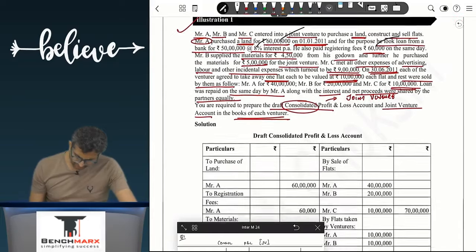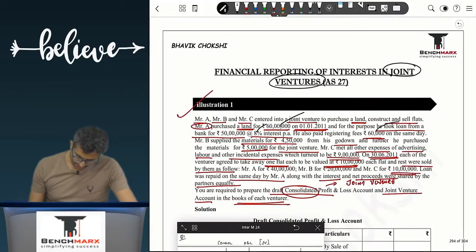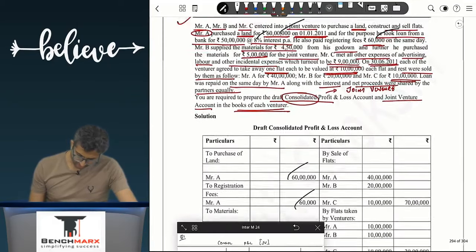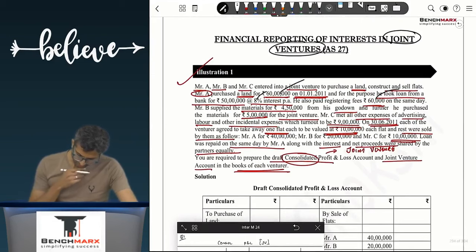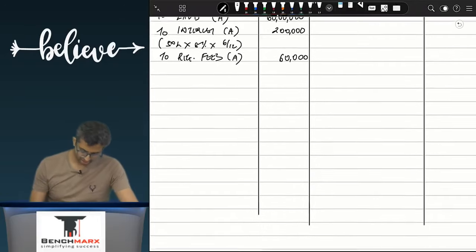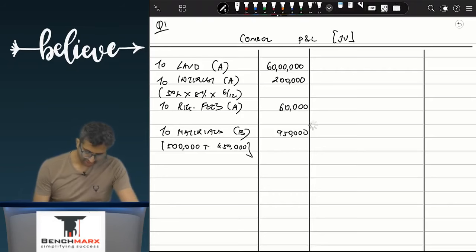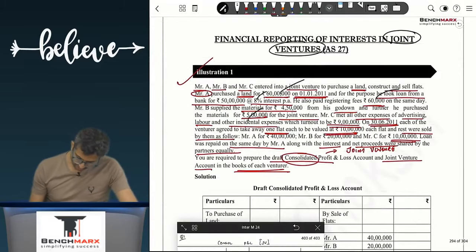We supplied materials for 4,50,000. So if you see 66 lakhs and here Mr. A's 2 lakhs. B supplied materials worth 4,50,000 from his godown and further purchased materials of 5 lakhs. At the end, he supplied materials costing 9,50,000. So these are two materials. Who is supplying that material? B. You can pass two separate entries, or 5 plus 4,50,000, 9,50,000. Right? Yes. Okay, so this is done.